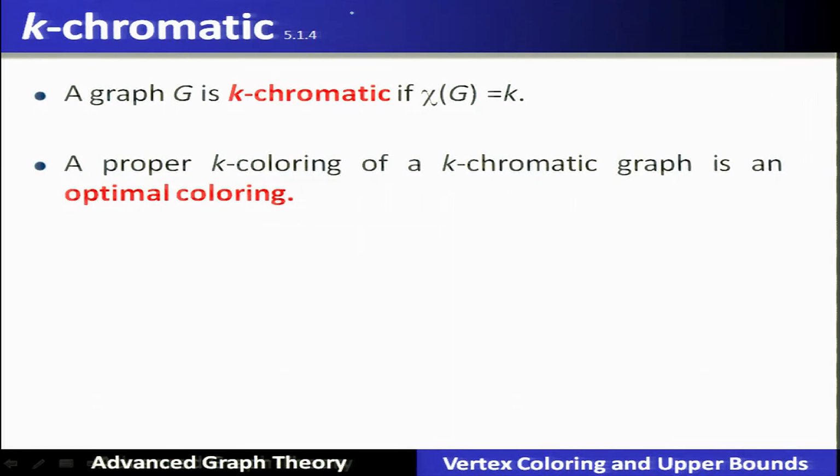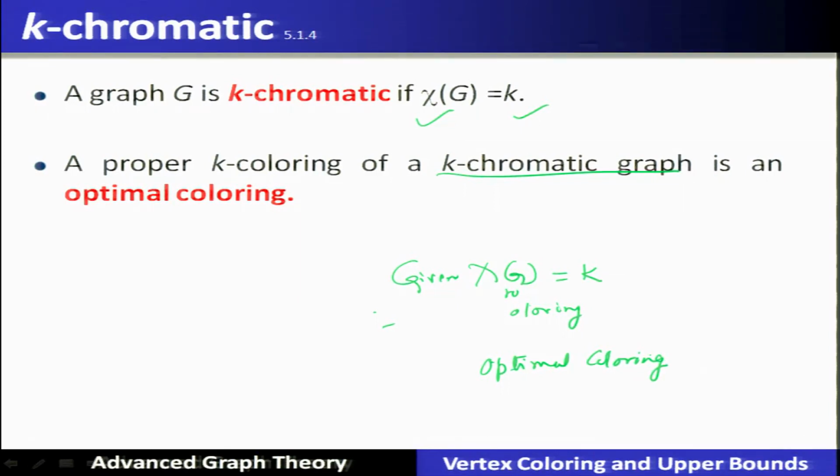A graph G is k chromatic if the chi value of G is equal to k, that we have already seen. A proper k coloring of a k chromatic graph is an optimal coloring. Again I am explaining it. If a graph is a k chromatic graph, that means the chromatic number of that particular graph is, let us say, k. If we obtain a proper k coloring of a graph with chromatic number k, then it is called an optimal coloring.